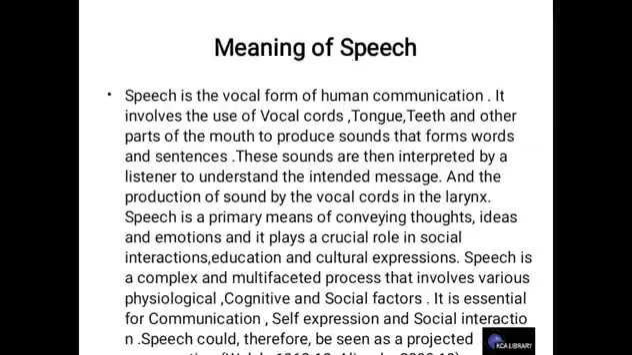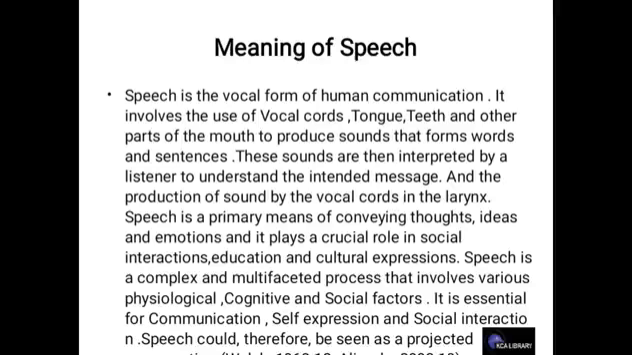Moving on, we have the meaning of speech. When we are talking about speech, language is very essential to it, because speech is addressed to be understood. Speech is the vocal form of human communication.